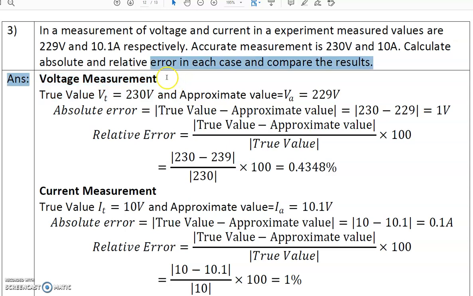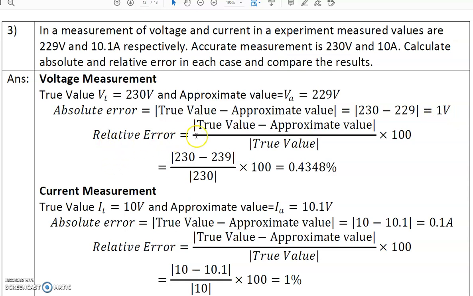So let's see the voltage measurement. What is the true value? The true value is 230, and what is the approximate value, that is the measured value? 229. So how will you calculate the absolute error? Absolute error is always the mod of true value minus approximate value. True value is 230, approximate value is minus 229. So the absolute error is equal to 1 volt.